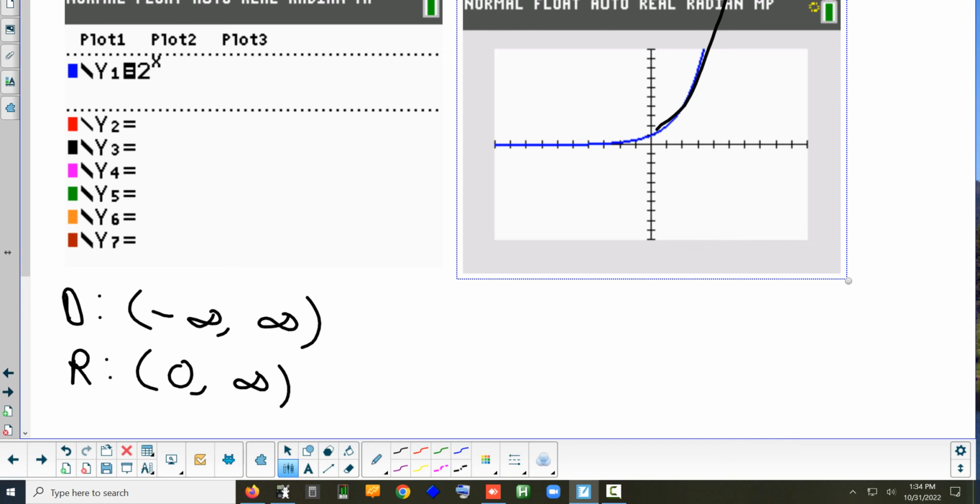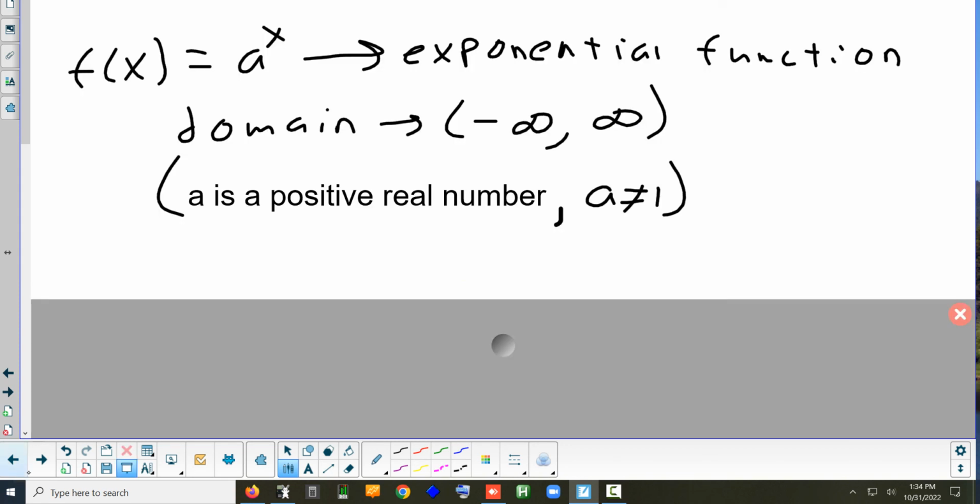The range is something you can change. Like if you take this graph and shift it down 1, well, now the range would be -1 to infinity. Right? So we can change the range, but we cannot change the domain. Ever, no matter what you do. Any questions on why the domain is all real numbers?